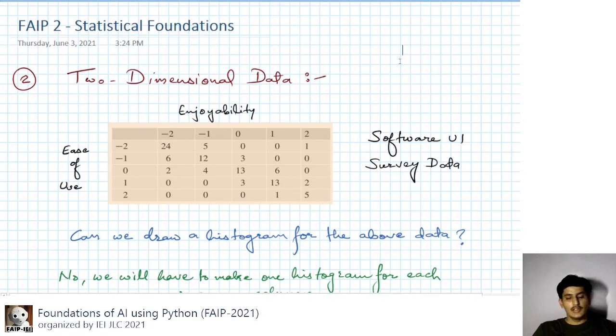So with that, okay, we'll continue with this topic, and now we'll be discussing interpretation or understanding of two-dimensional data.